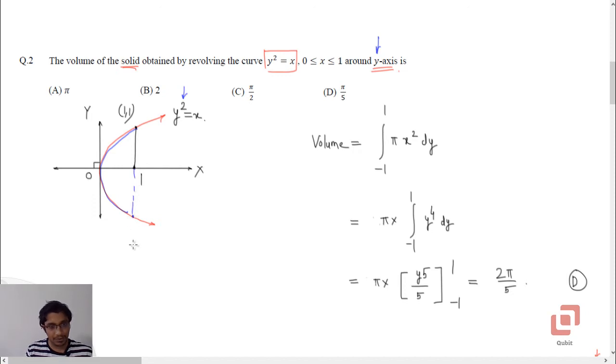So this point is going to be (1, -1). Now this curve is being revolved around the y-axis, so the volume formula that we should take will have limits on y as -1 to +1. Lower limit -1, upper limit 1.